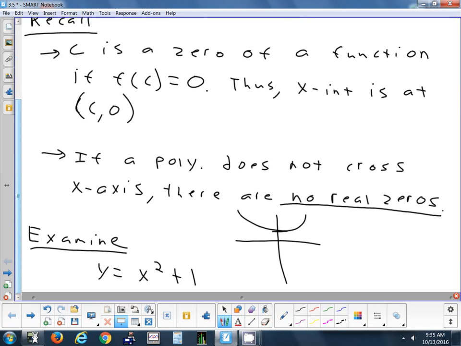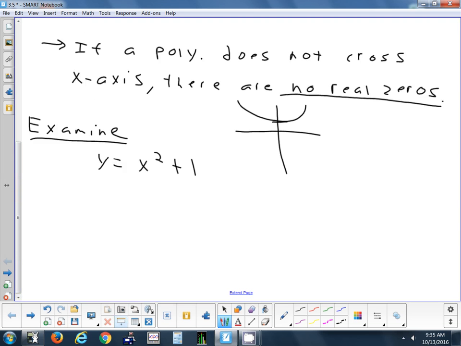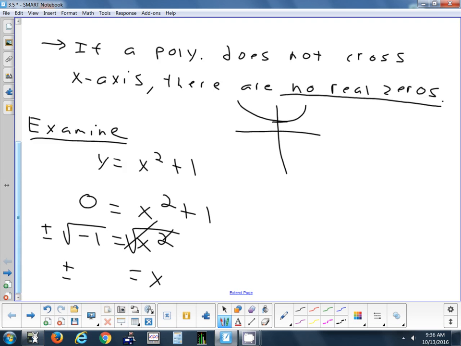So let's try to set this equal to 0 and solve it and see what happens. So we get 0 equals x squared plus 1. What's the first thing I would do to solve that equation? Subtract 1. And what's the last thing I would do? Find the square root. Square root and square cancel. So I get x equals the positive and the negative square root of negative 1.